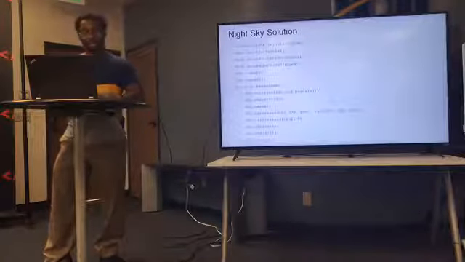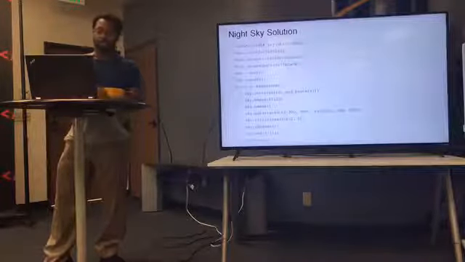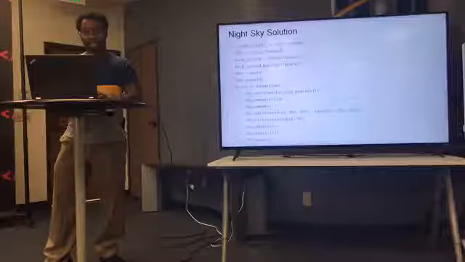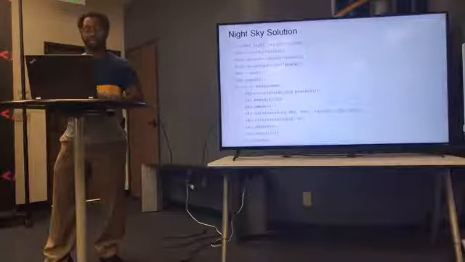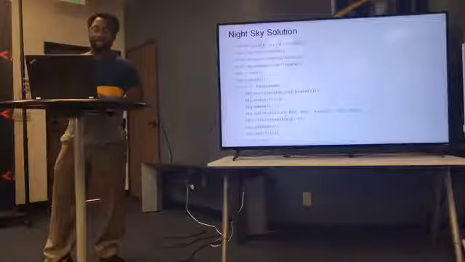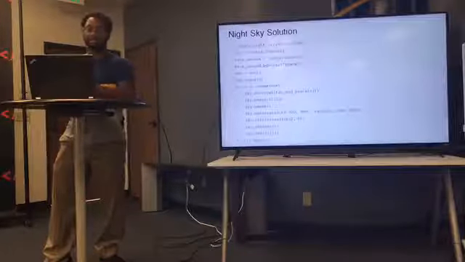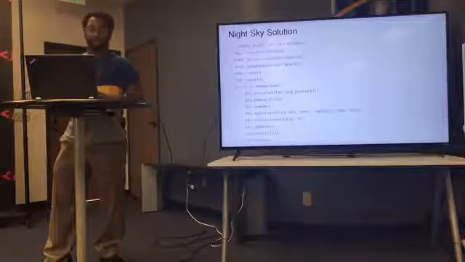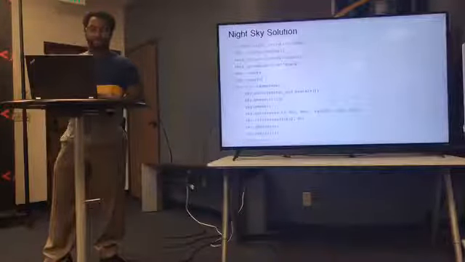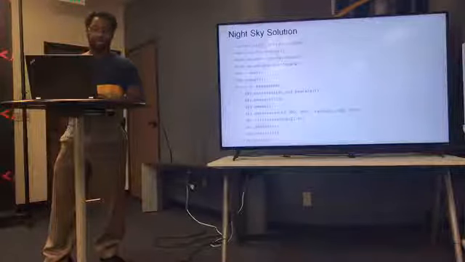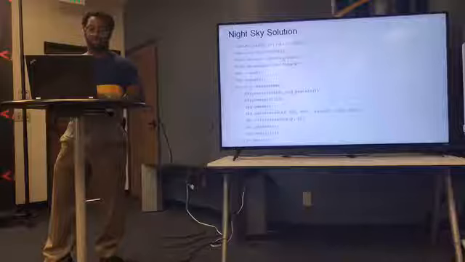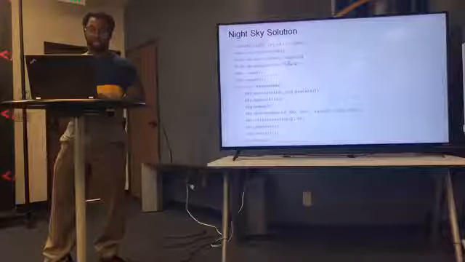So here's the night sky solution. What we have right now is a function, and stars equals 1,000. That's known as a keyword argument that sets the default for how many stars will get printed to the screen. And then we call the turtle constructor, and then we call the screen constructor as well, so that we can set the background color.